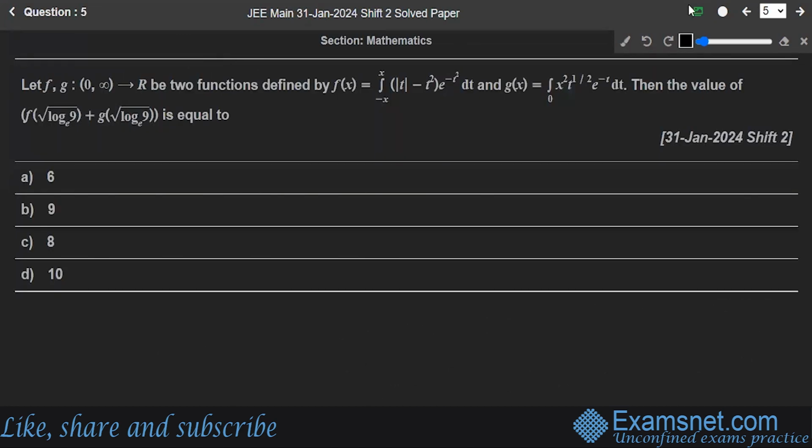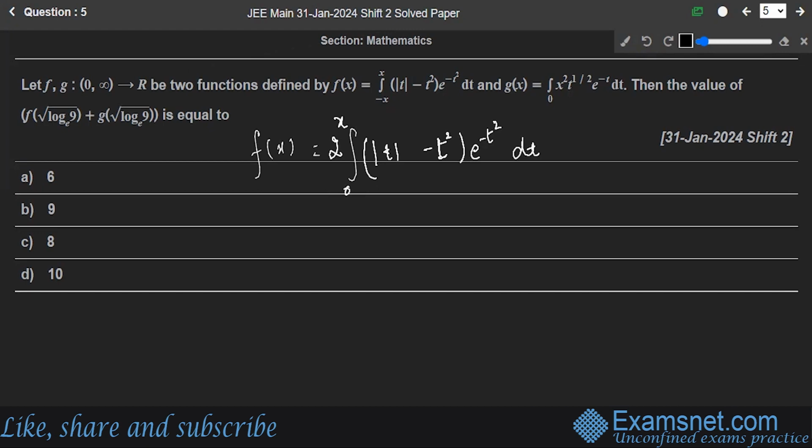Question number 5. Let f and g be two functions from 0 to infinity to R, defined by f of x as this and g of x as this. You have to find out the value for this expression. You're having f of x is equal to the integral from minus x to x. This is an even function, so I can write it like this, 0 to x mod of t, brackets t square into e power minus t square dt.